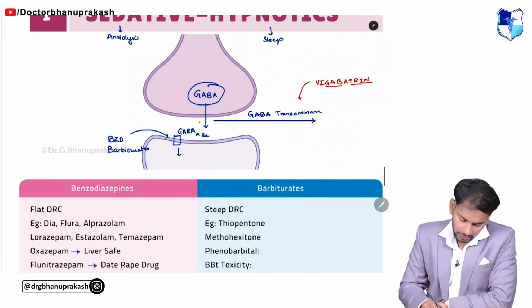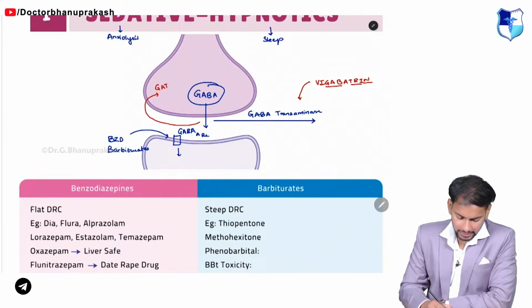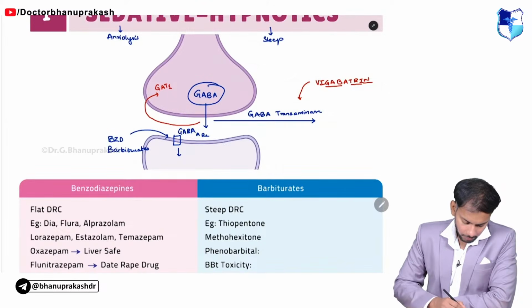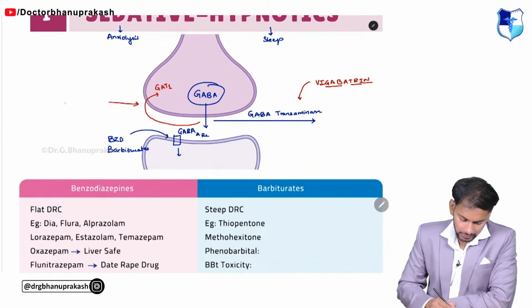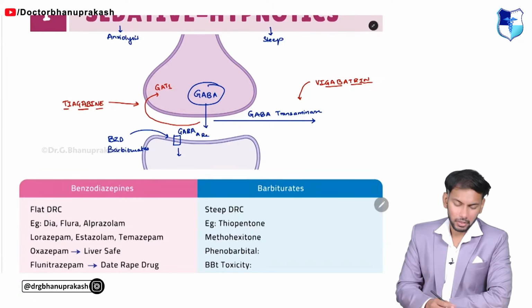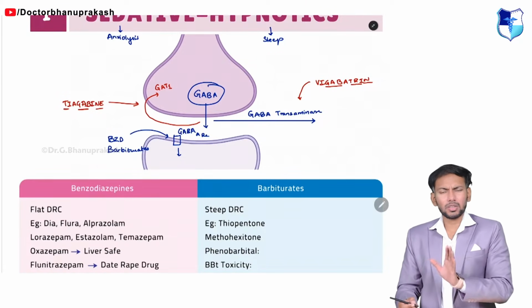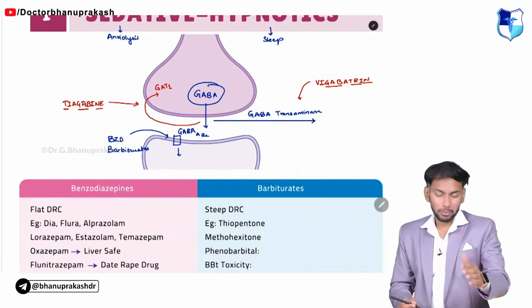Now, the remaining GABA can also be taken up by the GABA transporter, that is GAT1. This can also be blocked by a drug called tiagabine. It is a GABA transport inhibitor. That is what tiagabine is. That's all. These are the drugs you have to remember.